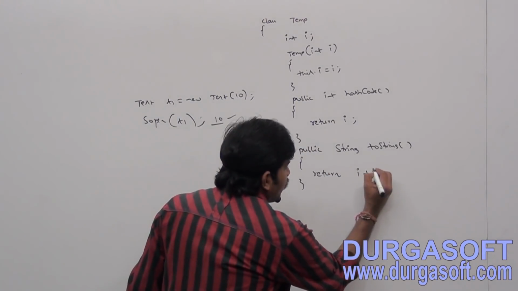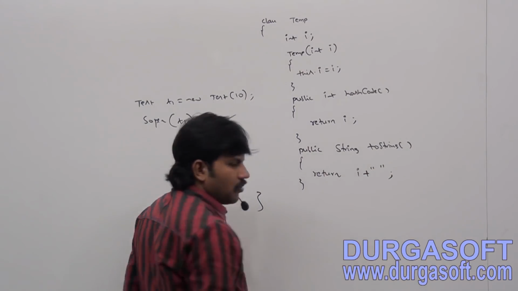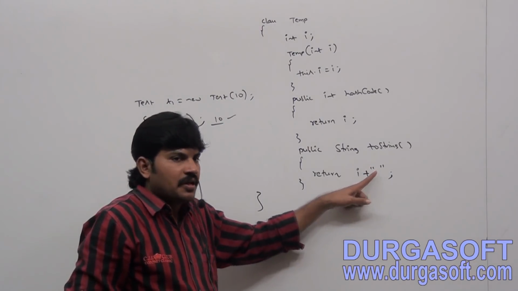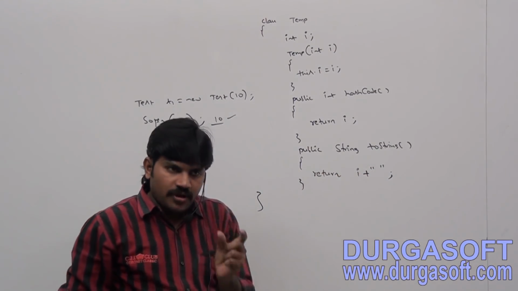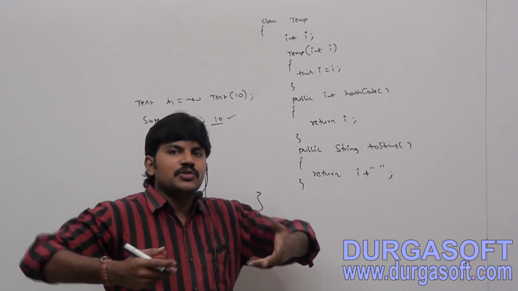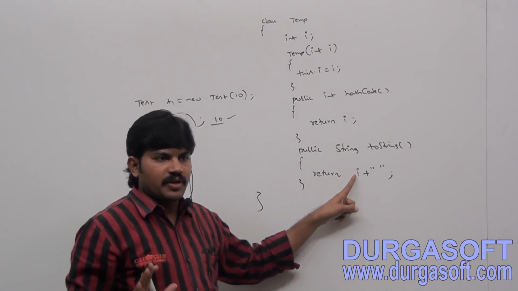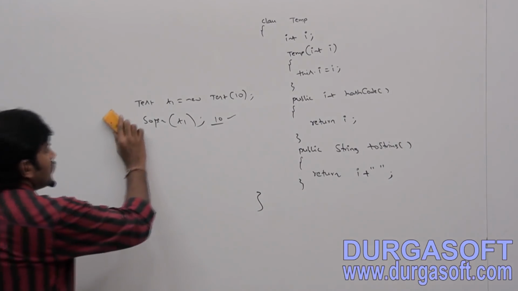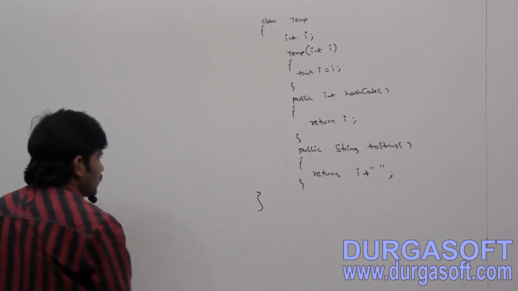That's why i plus double quotes open, double quotes close. The same i value, an int number plus an empty string. Now the result will become a String, but the string has what value? The i value only. Same i, but in string form we are returning. Okay, this is my Temp class.